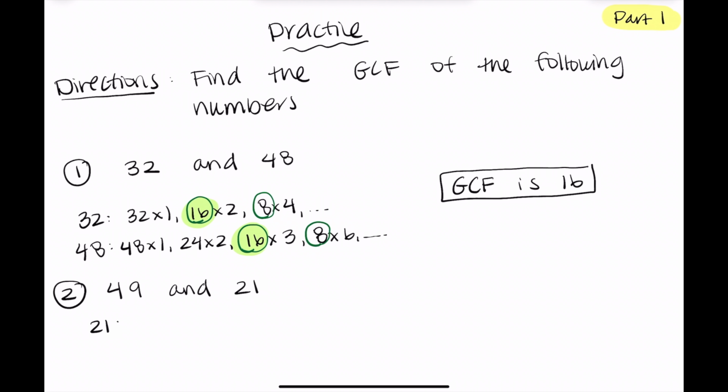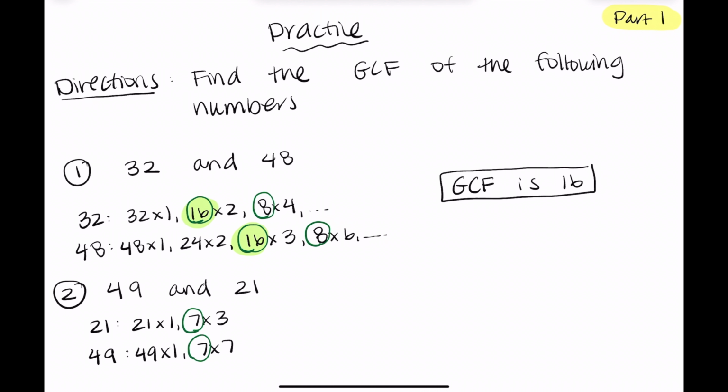Now we will move on to number 2. For number 2, we are finding the greatest common factor between 49 and 21. So I always start off with the smaller number. For 21, we know it breaks out into 21 times 1 and 7 times 3. And then for 49, we know it breaks down into 49 times 1 and 7 times 7.